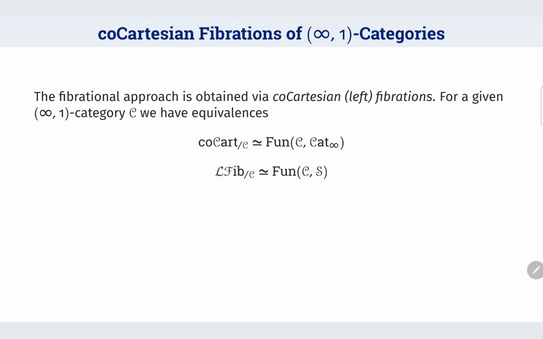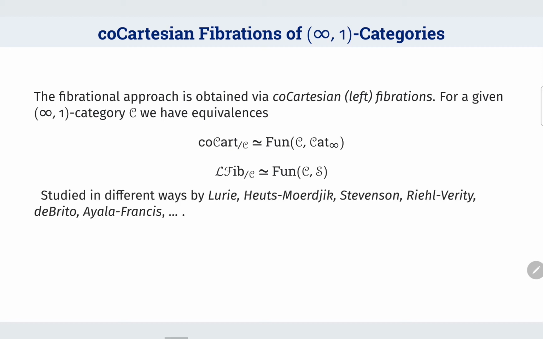As a result, we now have a theory of fibrations of infinity categories. We have coCartesian fibrations, which help us construct functors valued in infinity categories themselves. And we have left fibrations, which help us construct functors valued in spaces. This has been studied extensively by Lurie in his famous book Higher Topos Theory, but also by Gepner, Stevenson, also using the quasi-category approach. Riehl and Verity have studied this using infinity cosmoi. De Brito has studied this using complete Segal spaces. And Ayala and Francis have studied this using exponential fibrations. So there's now an extensive and good understanding of fibrations of infinity 1 categories from many different perspectives.